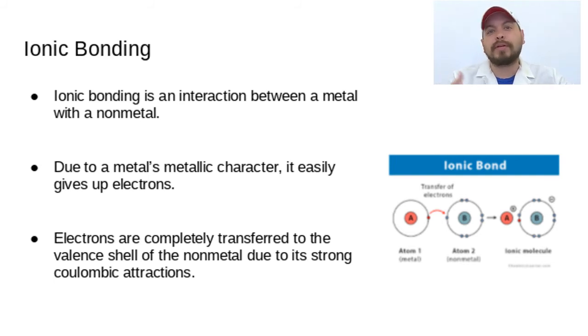This is why we think of an ionic bond as one where electrons are transferred completely from one nucleus to another, from the metallic nucleus to the nonmetal's nucleus. This creates a totally different type of bond structure.